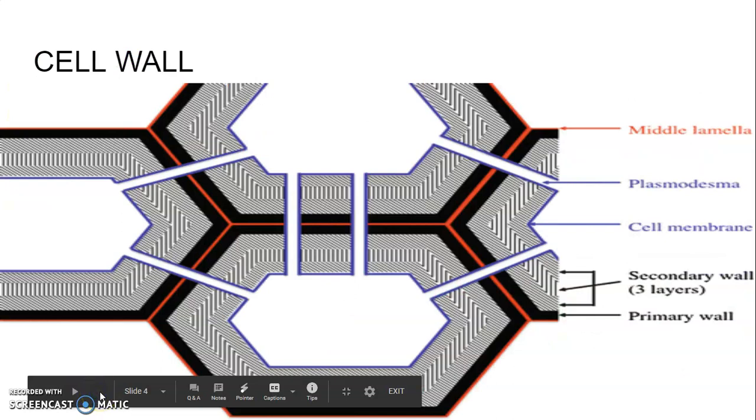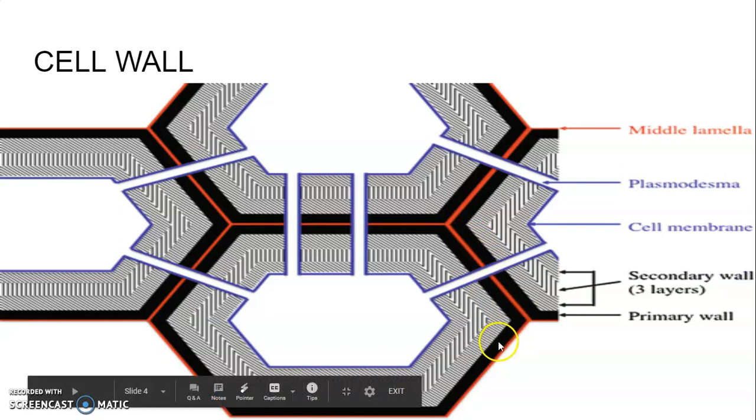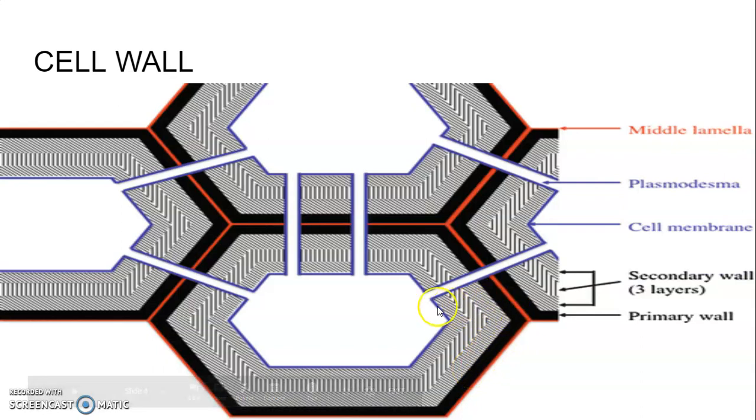Students, one last time, let's go through fast the structure of plant cell, the cell wall. Here we can see each plant cell is having the primary cell wall or the primary wall. The primary wall is given here in black color. This thick black color part is the primary wall. Inner to primary wall, this part is the secondary wall. The secondary wall is more thicker.